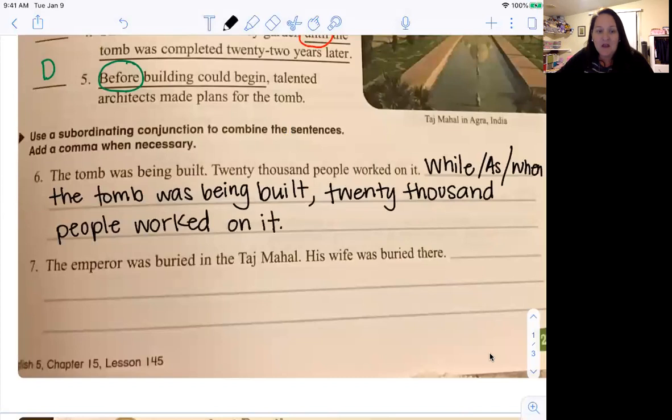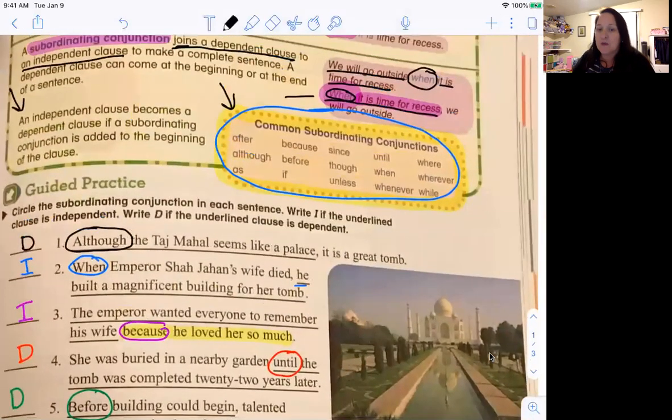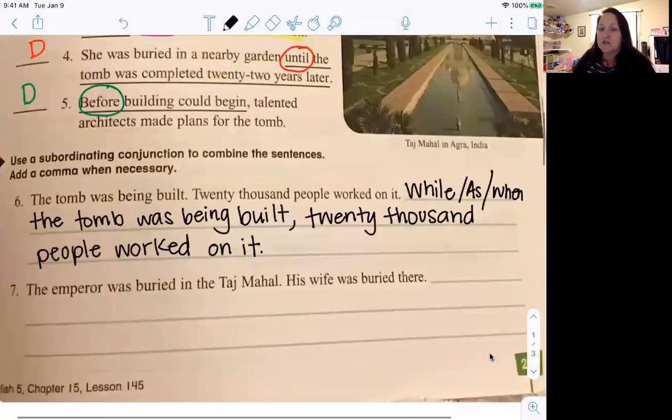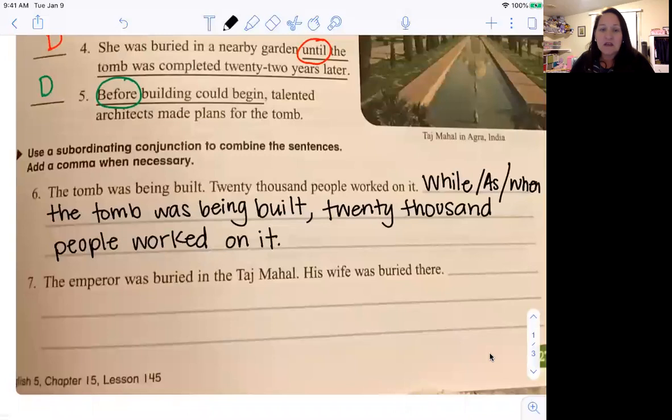Let's look at 7. The emperor was buried in the Taj Mahal. His wife was buried there. What do you think? If you look back at the top of your page, your common subordinating conjunctions, what subordinating conjunctions do you think we could use?